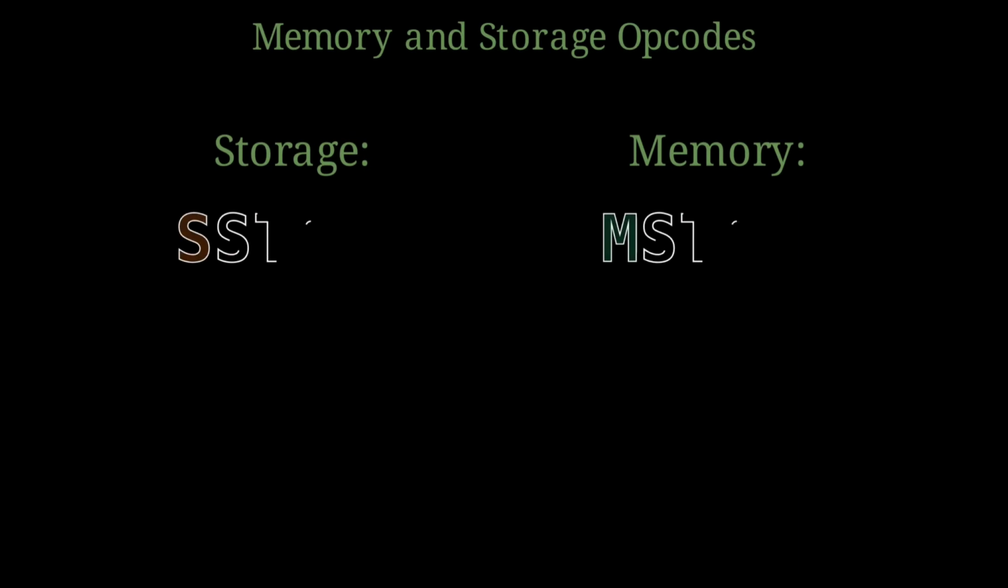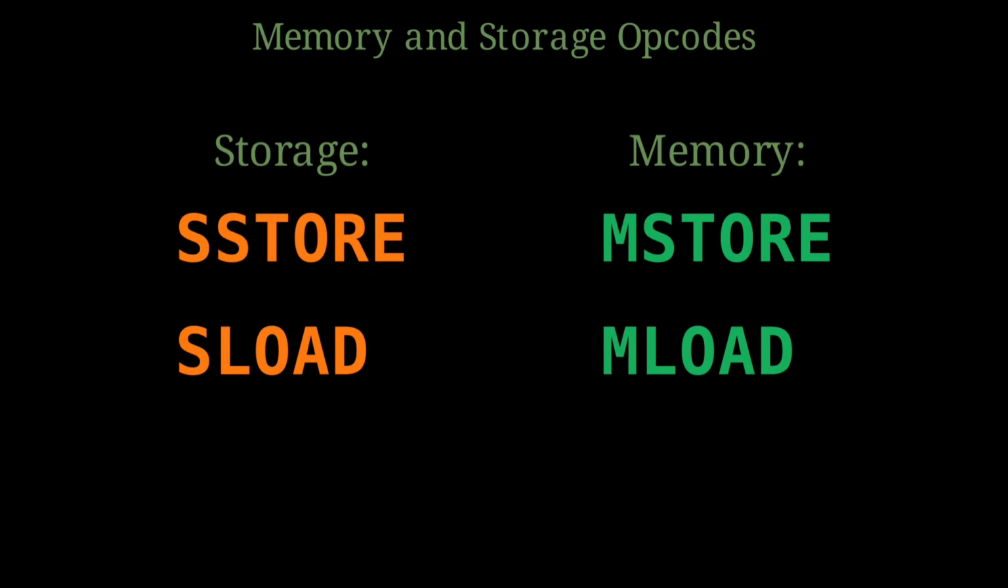Let's explain that next. The EVM has four main opcodes for working with memory and storage. For storage, we have sstore to write data and sload to read data. For memory, we have mstore to write data and mload to read data. Simple, right? But how do they actually work under the hood? Let's visualize them.